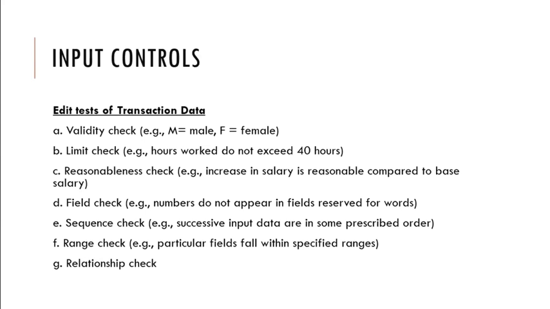Then range check, particular fields fall within specified ranges. Example, you cannot have negative inventories, right? So dili ka pwede mag-input og purchases negative 100. There is no such thing as a negative inventory. It's either there is an inventory or there is no inventory. It's either 0 or any positive number. Dili siya pwede negative.